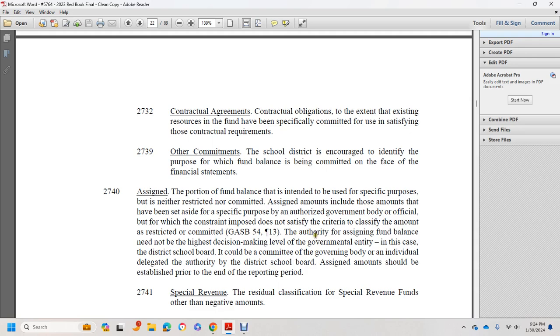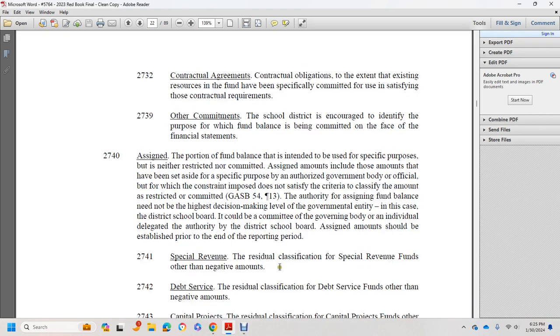54 paragraph 13, the authority for assigning fund balance need not be the highest decision-making level of the government entity. But in this case, the district school board, it can be a committee of the governing body or an individual delegated the authority by the district school board. Assigned amounts should be established prior to the end of the reporting period.